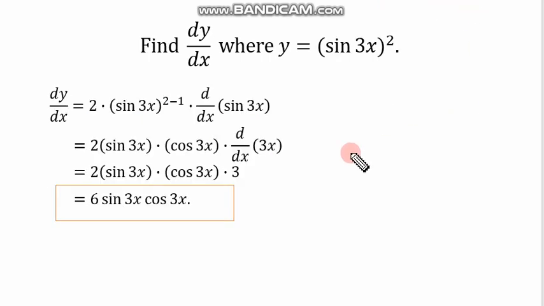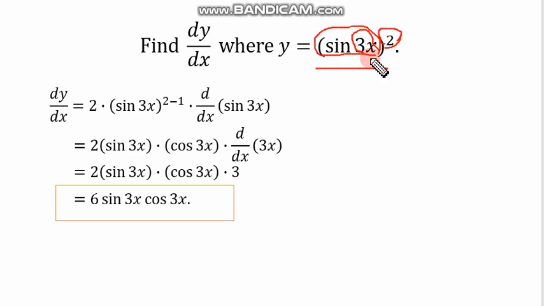Okay, so we will differentiate y is equal to (sine 3x) squared. If you've noticed, there are two inner functions here. The outer function is obviously the squaring, that's the 2. The inner function is the sine 3x. And you can see that the inner function of sine 3x is the 3x. So there are two inner functions that should be evaluated.